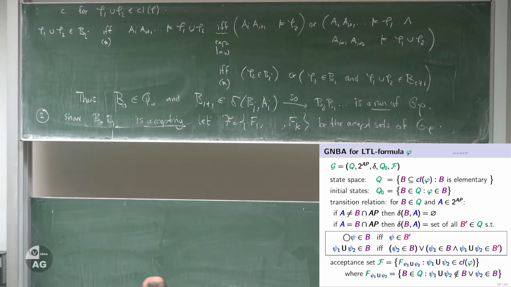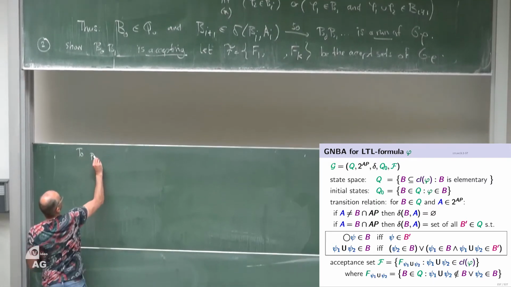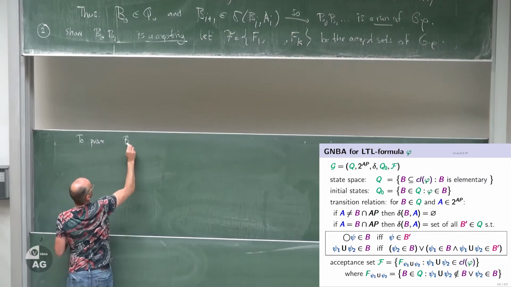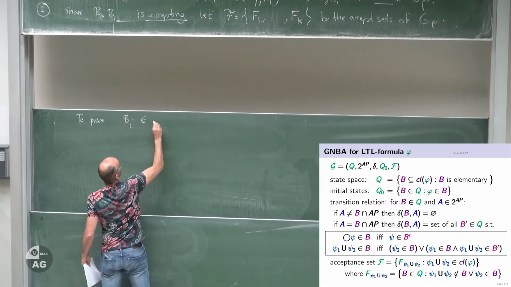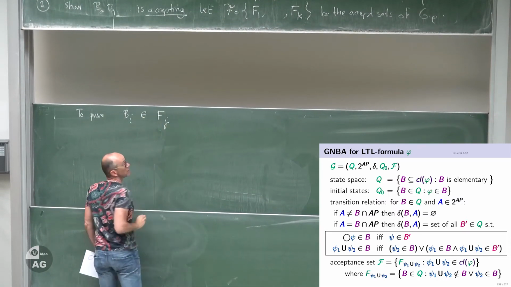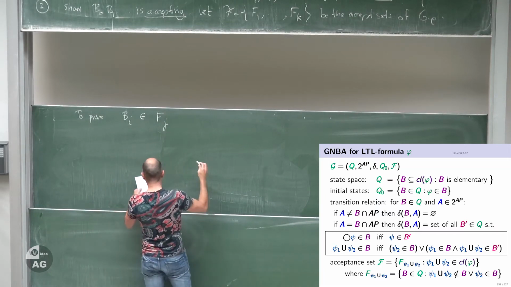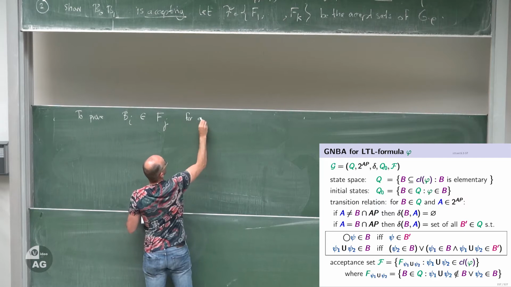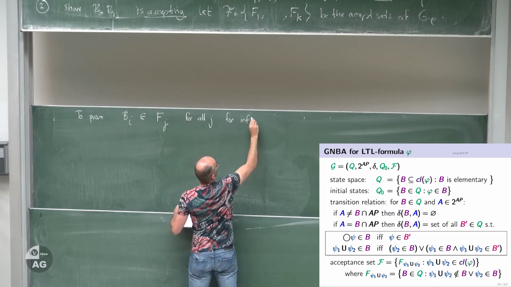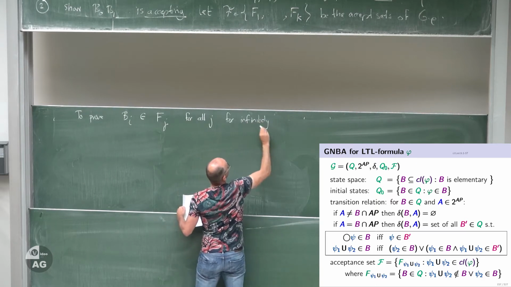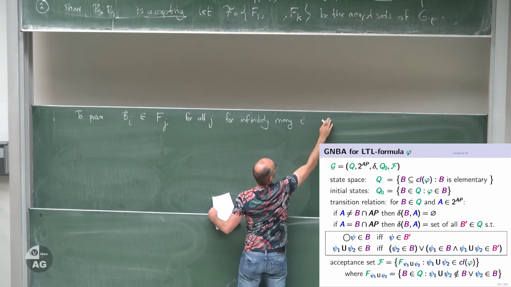Good. To prove bi, some index in the run needs to be in Fj, for all j, for infinitely many I.